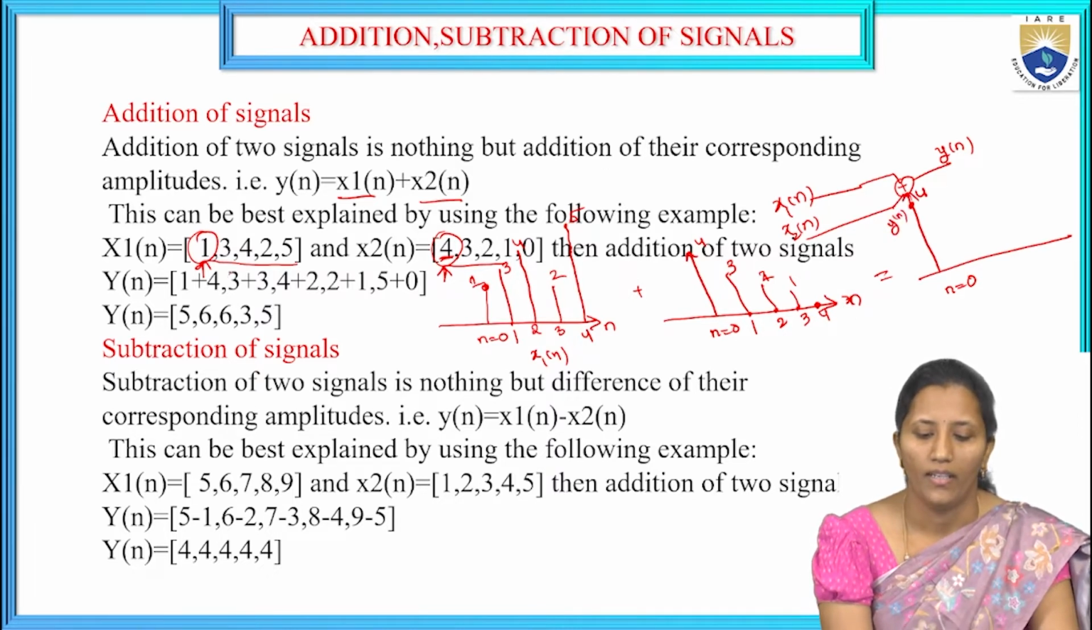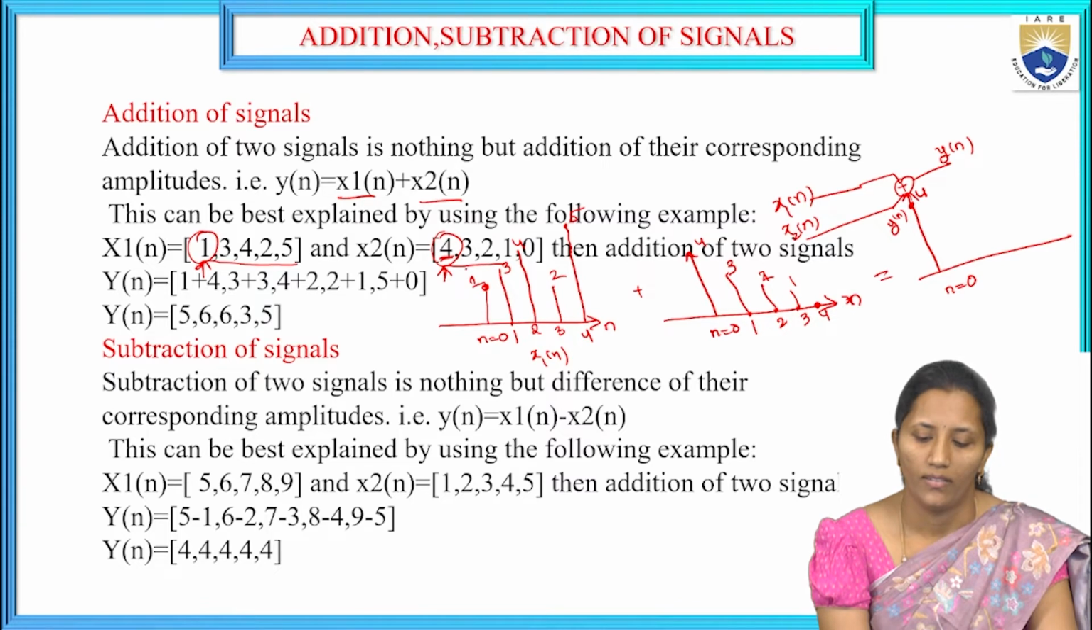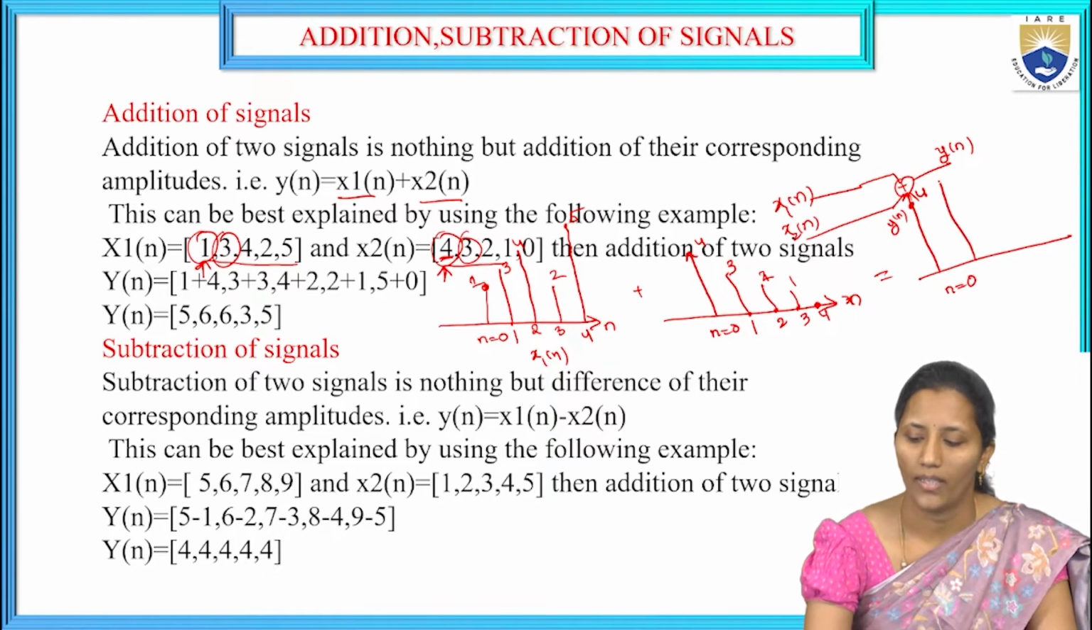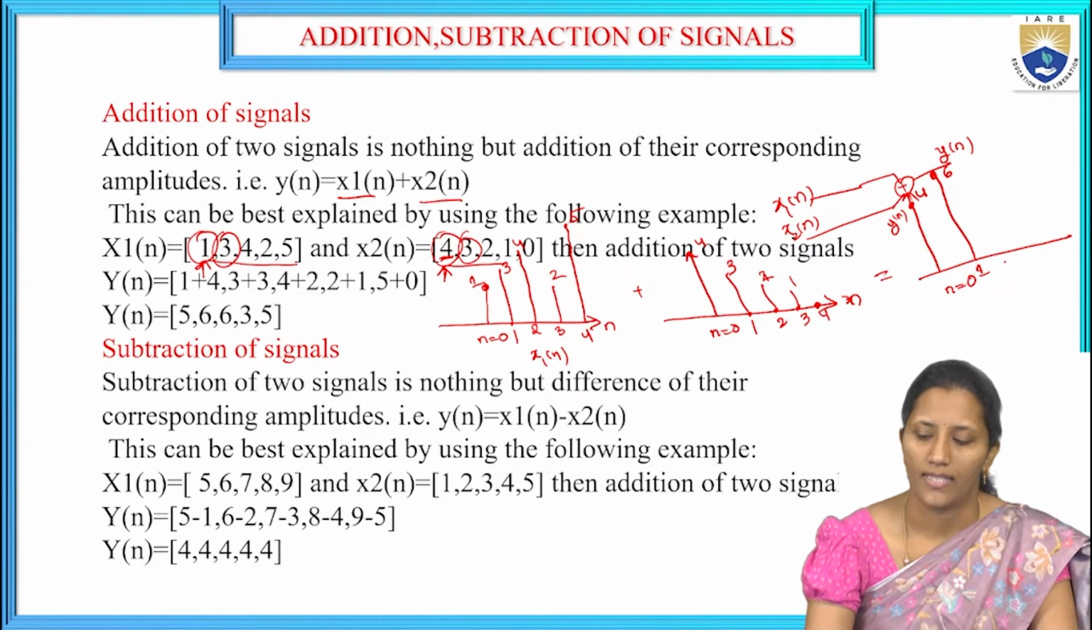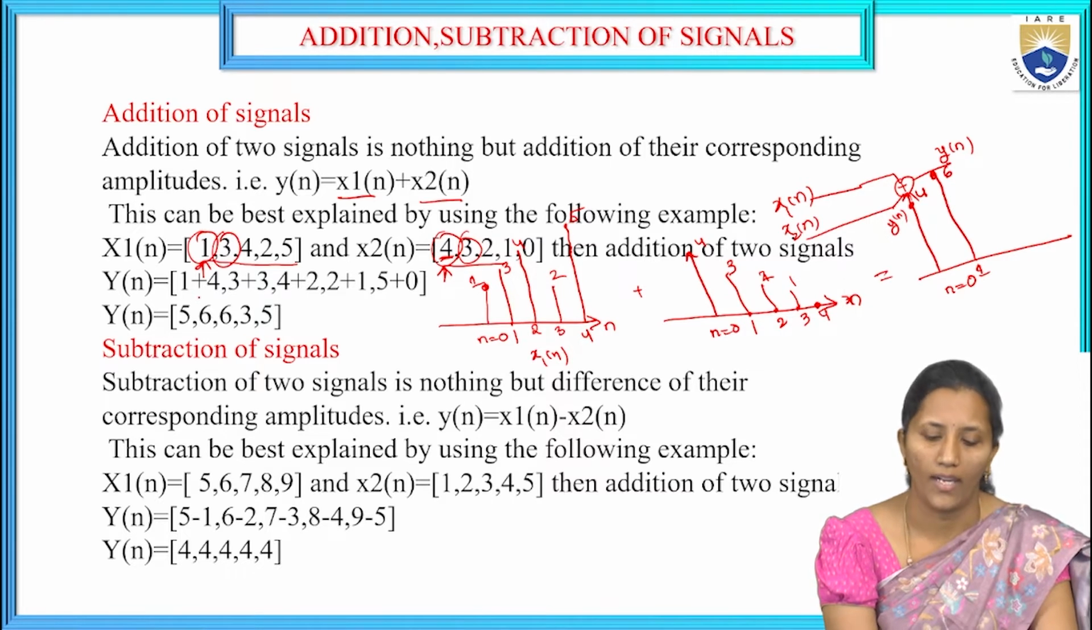And for n is equal to 1, we have 3 for x1 of n. And for n is equal to 1, we have 3 for x2 of n. If we add these two sample values, 3 plus 3, we are going to get the sample value 6. So, the sample value for n is equal to 1 of y of n is 6.